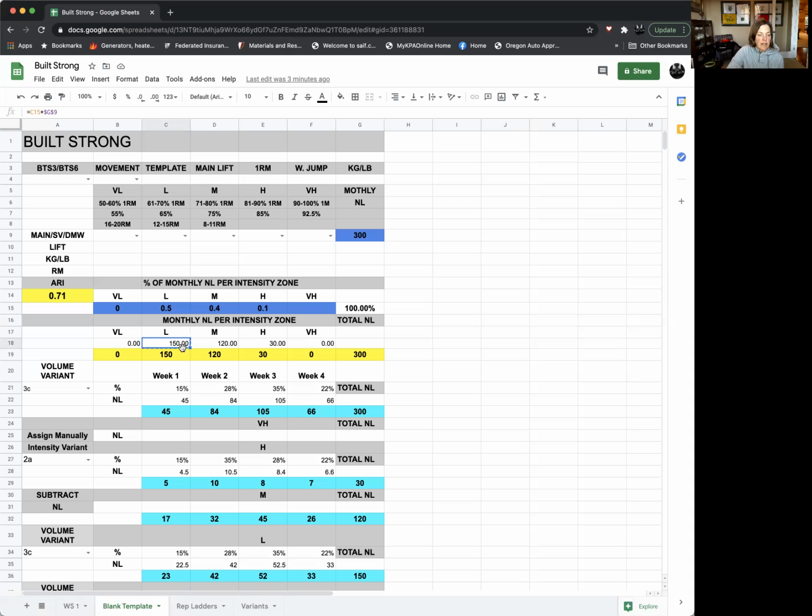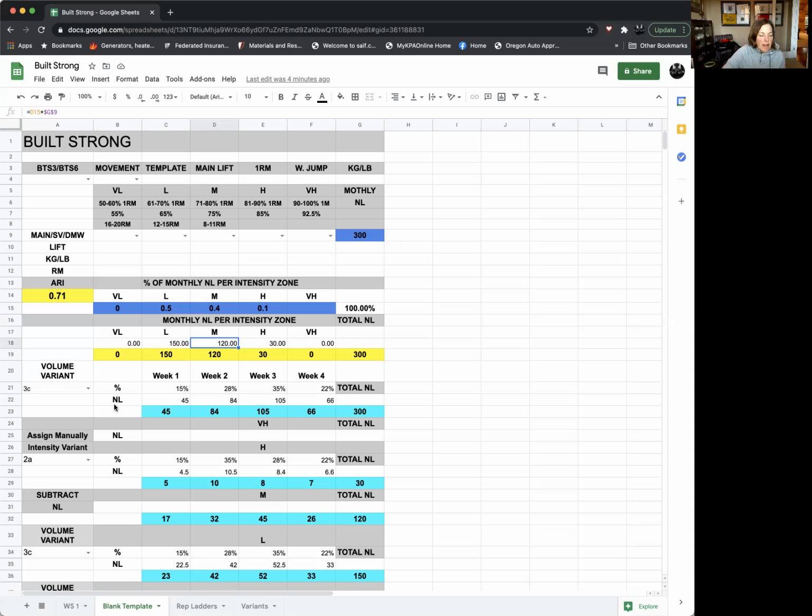Okay, so for light, because we chose to have half of our lifts be light, 50%, it's going to be 0.5 times 300 gives us 150. 0.4 times 300 gives us 120, and 0.1 or 10% gives us 30 lifts. Okay, you're going to get your total number of lifts per intensity zone. There's going to be 150 light, 120 medium, 30 heavy.